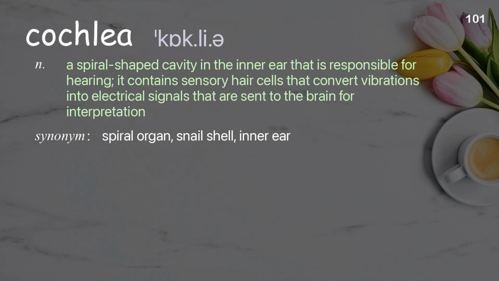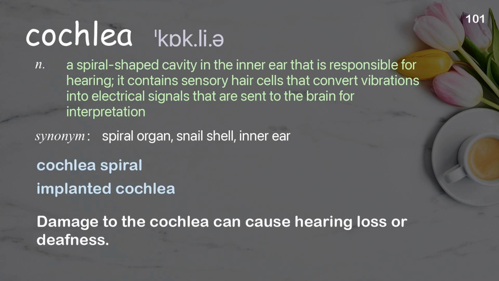Cochlea. A spiral-shaped cavity in the inner ear that is responsible for hearing. It contains sensory hair cells that convert vibrations into electrical signals that are sent to the brain for interpretation. Examples: Cochlea spiral, implanted cochlea. Damage to the cochlea can cause hearing loss or deafness.